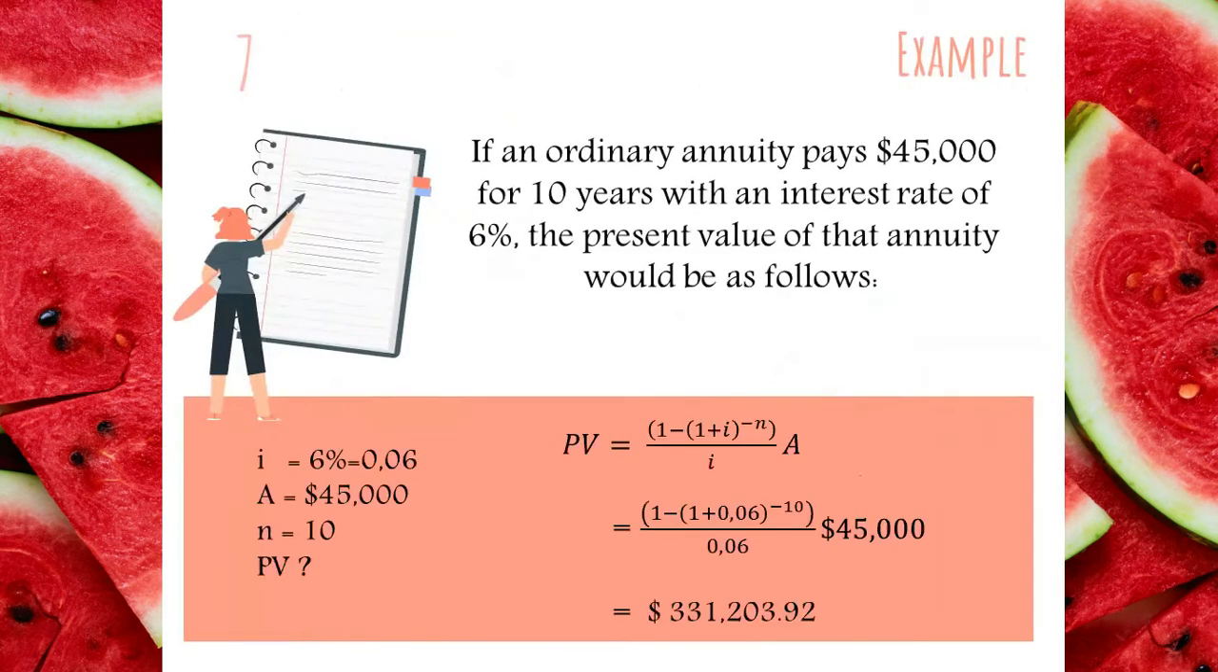This is the example. If an ordinary annuity pays $45,000 for 10 years with an interest rate of 6%, the present value of the annuity will be as follows. And we know the i, A, and n. How much is the PV? Use the formula before, the formula of PV, and then we get the PV is 331,203,092.